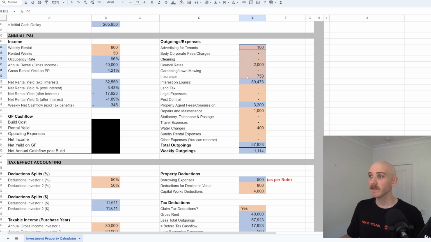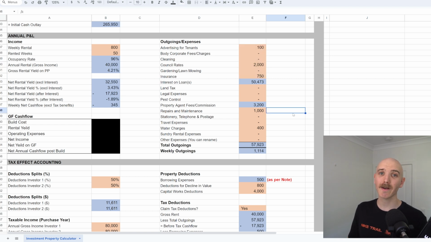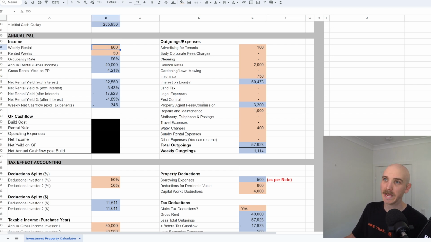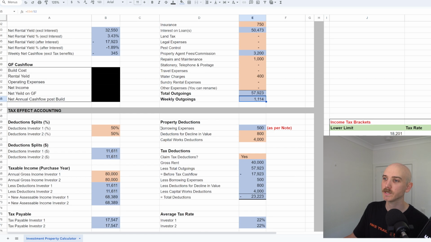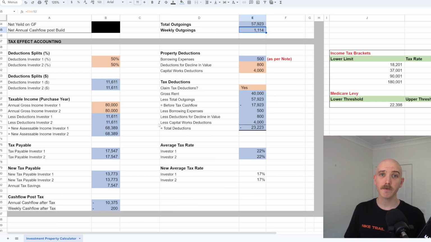So here you can fill out a range of different expenses when it comes to holding and owning an investment property. There's a whole bunch of categories that you can put your own numbers in to allow you to run these numbers. And that will give you the total outgoings to hold this investment property across the year. This does not include principal repayments. It's just expenses associated with this investment property. So the income is $800 per week and the weekly outgoings are $1,114.